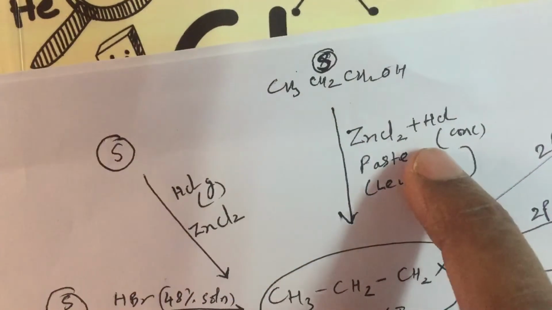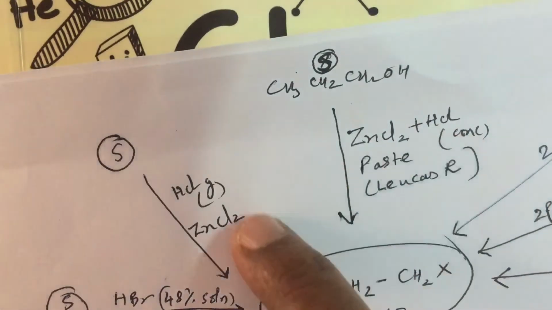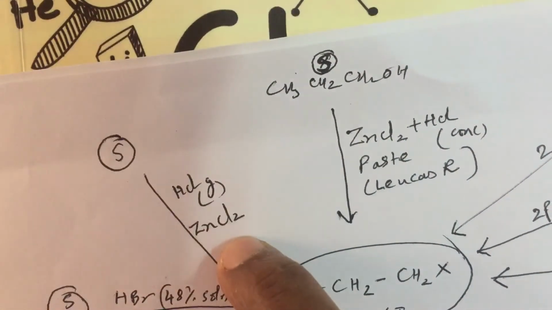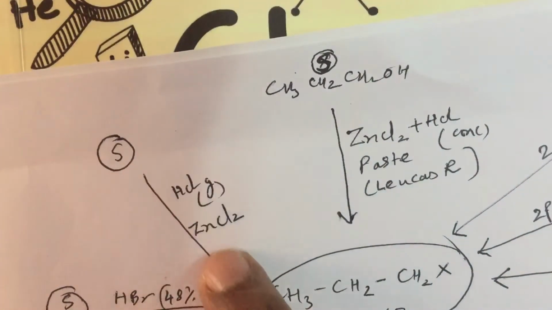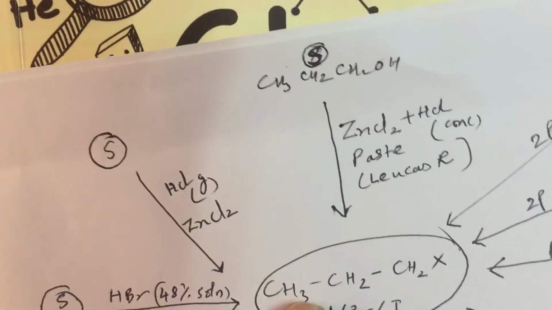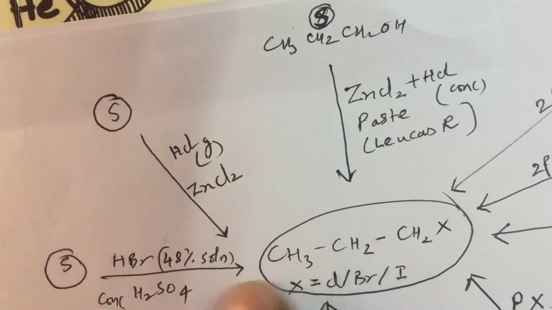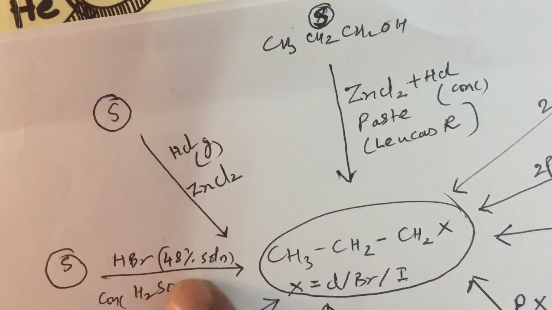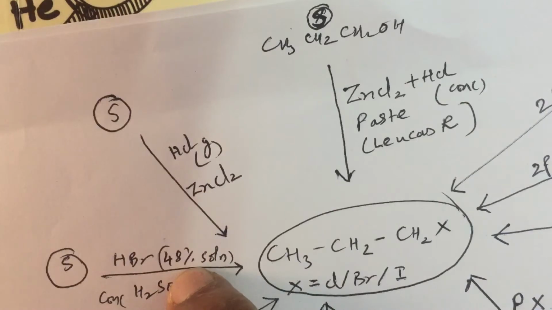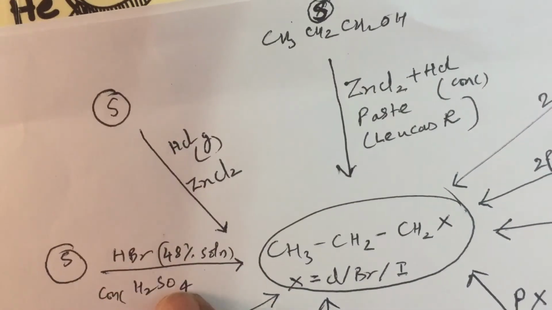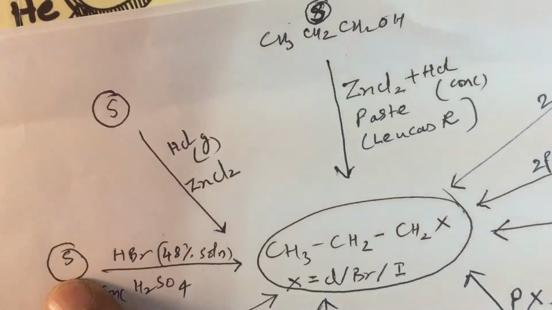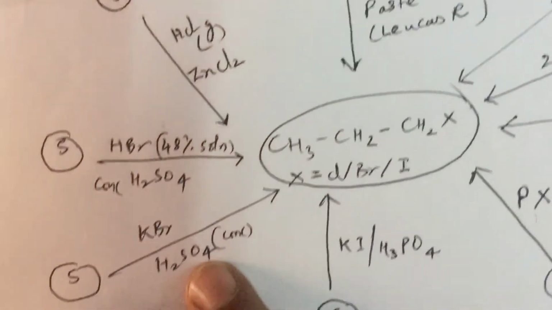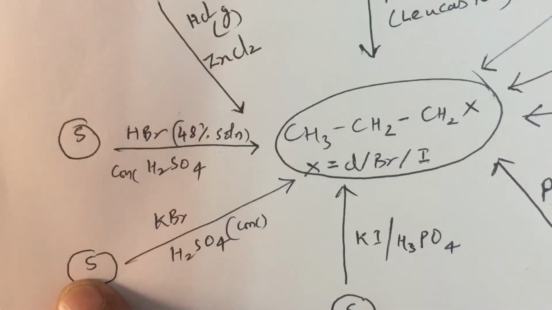Now, instead of a ZnCl2 and concentrated HCl paste, you can take gaseous HCl and pass it through the alcohol substrate over solid ZnCl2. If you are taking HBr, you take the constant boiling 48% HBr solution and a few drops of sulfuric acid. Sulfuric acid helps in the removal of water from the substrate. The substrate in each case is the same, propanol.